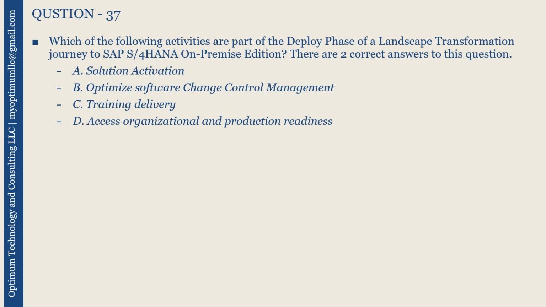Question 37. Which of the following activities are part of the deploy phase of a landscape transformation journey to SAP S/4HANA On-Premise Edition? There are two correct answers to this question. A. Solution activation. B. Optimize software change control management. C. Training delivery. D. Assess organizational and production readiness.